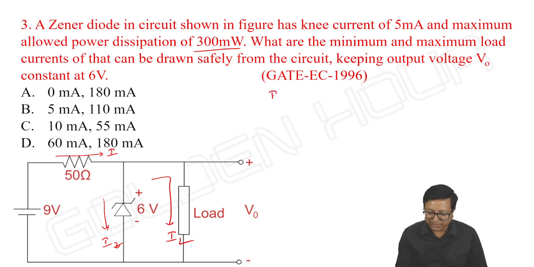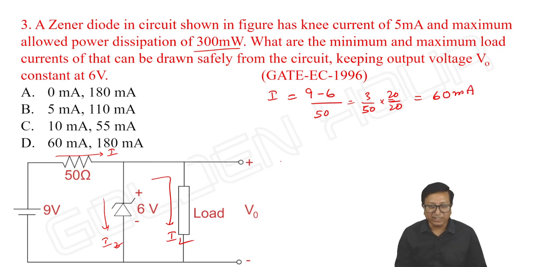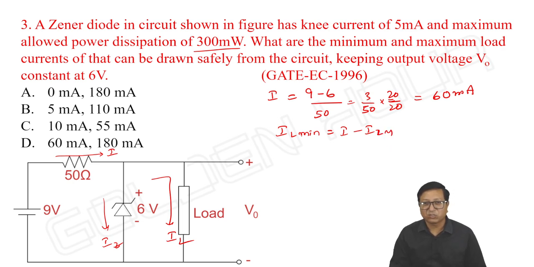So first we need to calculate I is equal to (V in minus Vz) by R. So it is 3 by 50. It is 60 milliampere. Simply I can multiply and divide with 20 so that it is 60 milliampere. I we have got. Then IL minimum I want. IL minimum is equal to I minus IZM. When current through the Zener diode is maximum, the corresponding IL is minimum. So it is 60 milliampere minus IZM.